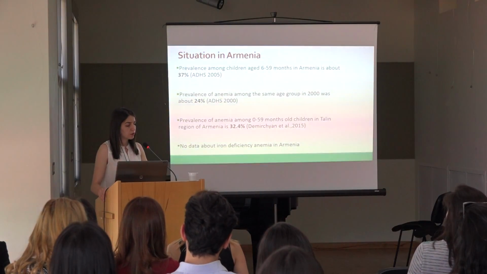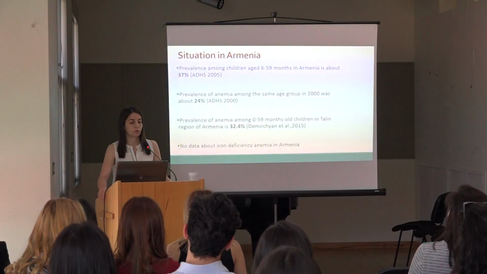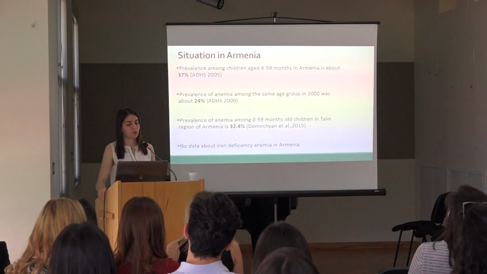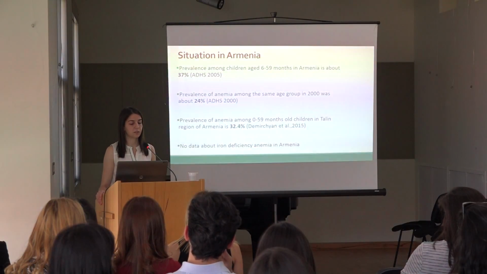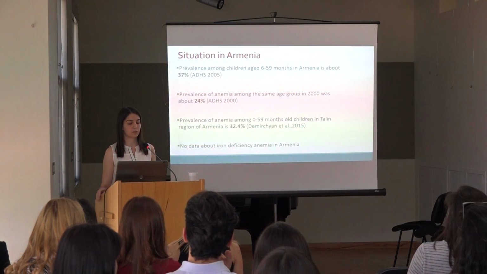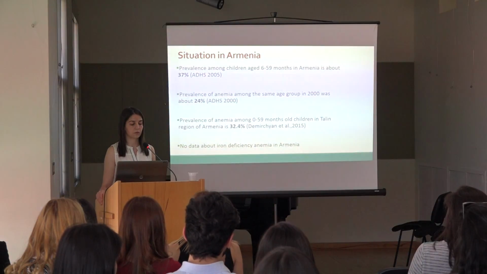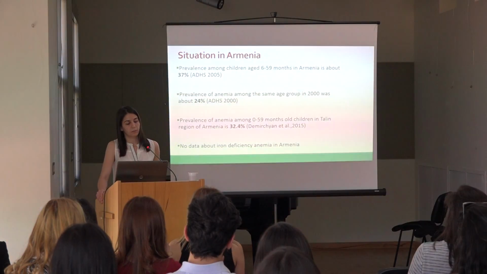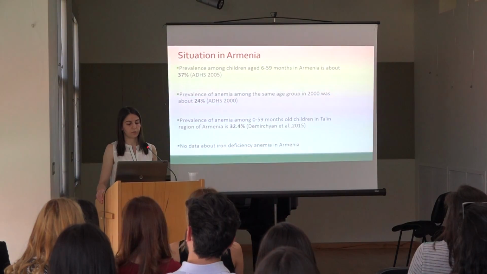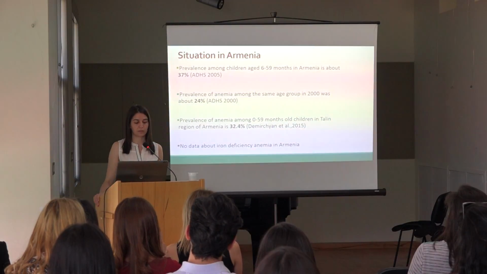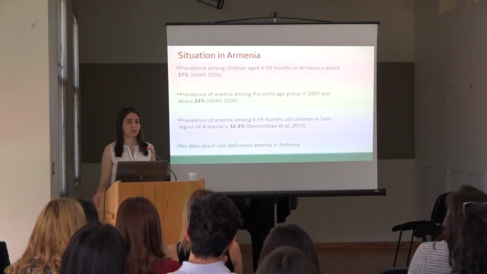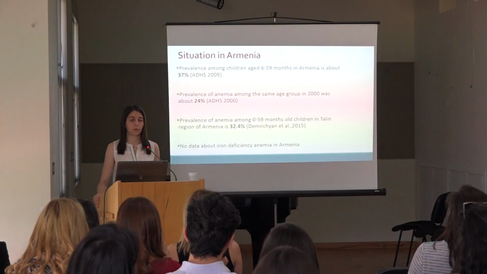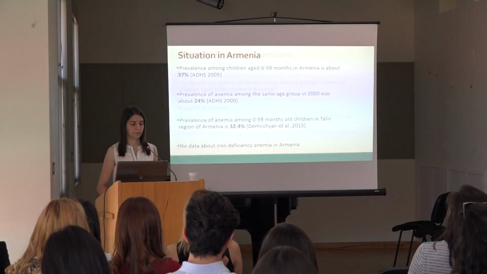Situation in Armenia. According to Armenian Demographic Health Survey in 2005, prevalence of anemia among children 6 to 59 months in Armenia is 37%, which we see has increased over time compared to 2000 data, where the prevalence was 24%. Prevalence of anemia in rural region of Armenia in Talin is 32.4% according to CHSR study, and there is no data about iron deficiency anemia in Armenia. And the last point stands as a rationale to conduct our study.